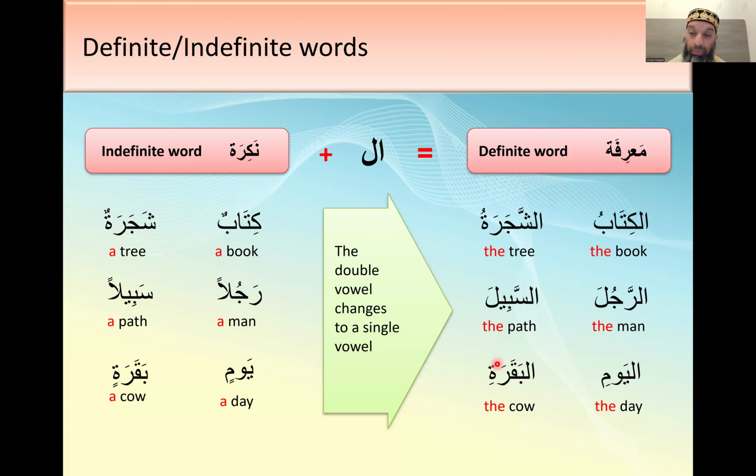Okay? We don't do much grammar in this class, but this is one very simple grammar rule that we do cover. So nakira becomes ma'rifa by adding the alif, and indefinite becomes definite by adding the alif. Okay? We happy to move on? Okay?